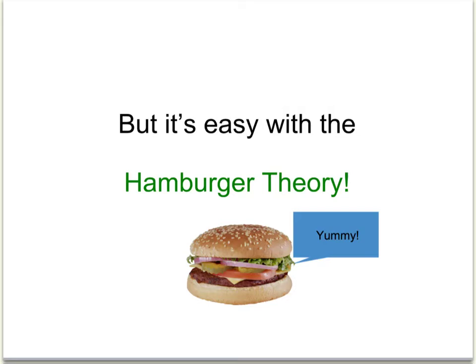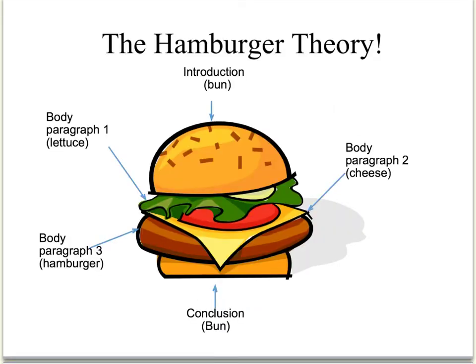But it's easy with the Hamburger Theory. Think of your 5-paragraph essay as you would a hamburger. You have your introduction and your conclusion. Both contain roughly the same type of information, but are presented in a different way. Then you have your body paragraphs. Here you have lettuce, cheese, and a hamburger. Each ingredient represents a paragraph and a new topic.